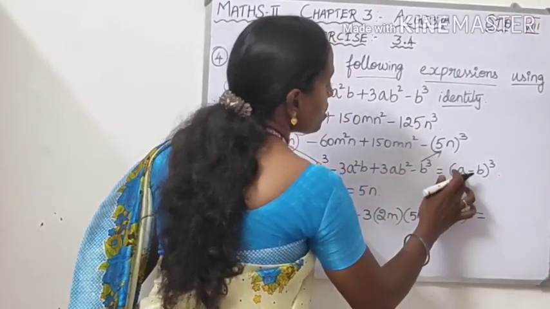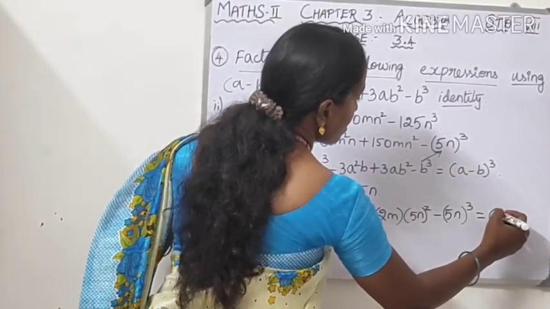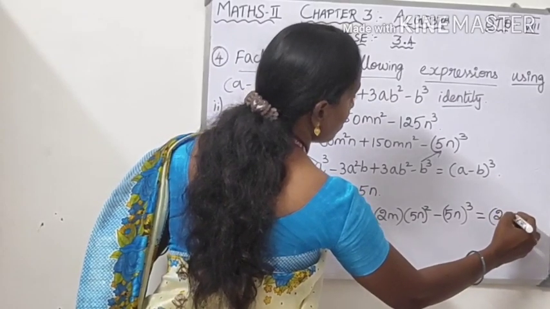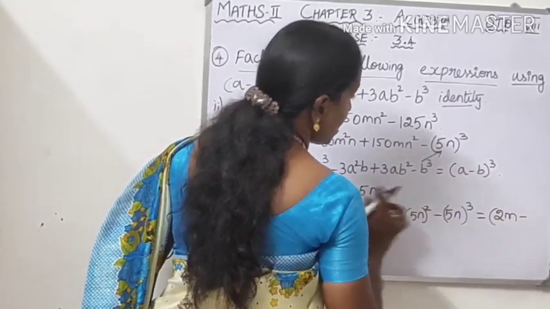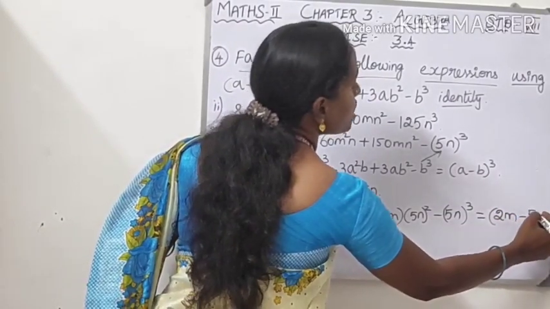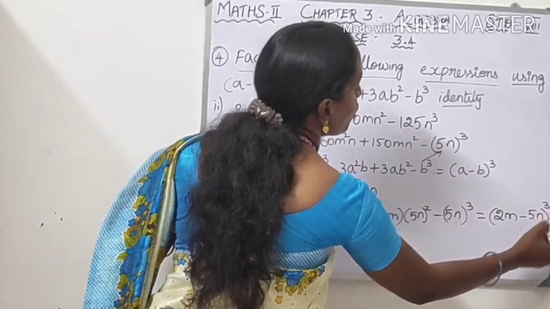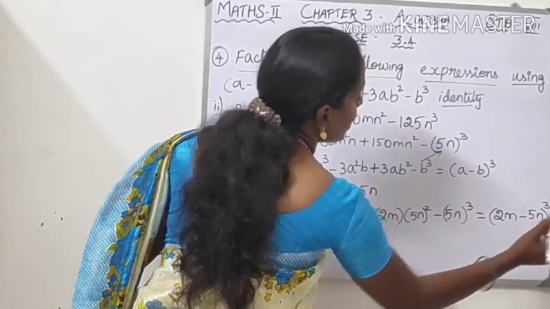It is equal to, what is the value of a? It is 2m minus, what is the value of b? It is 5n. So 2m minus 5n the whole cube. So this is your final answer.